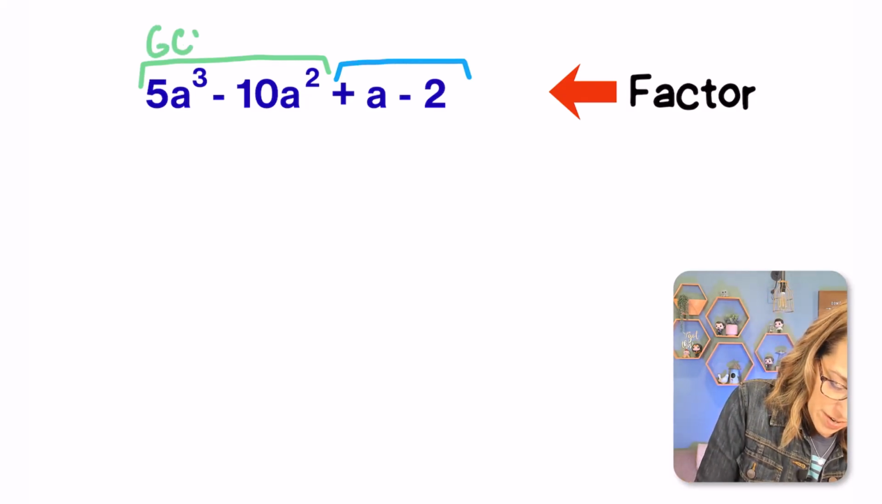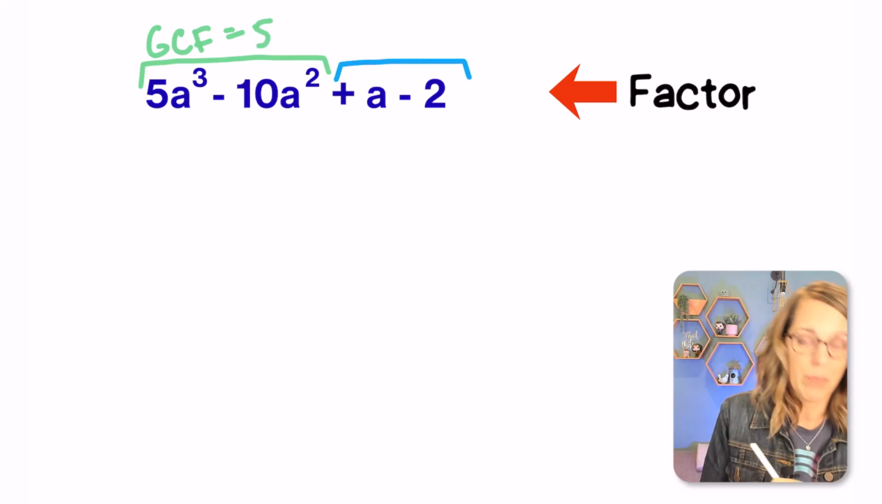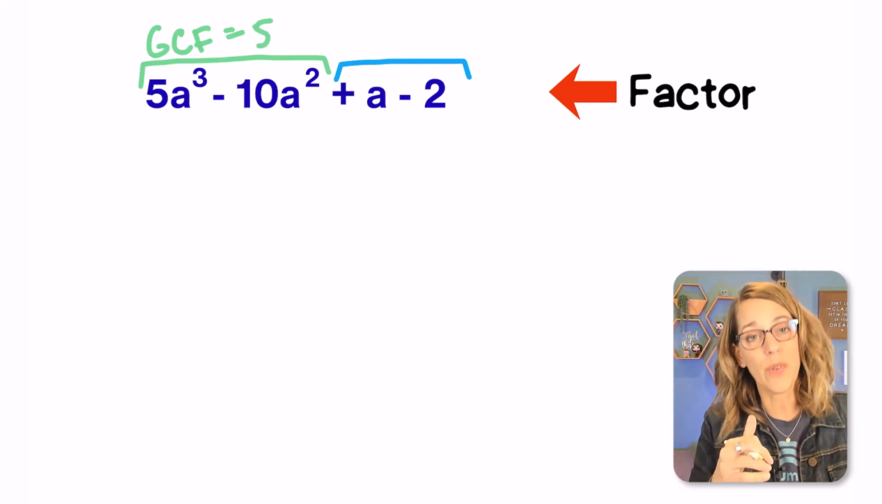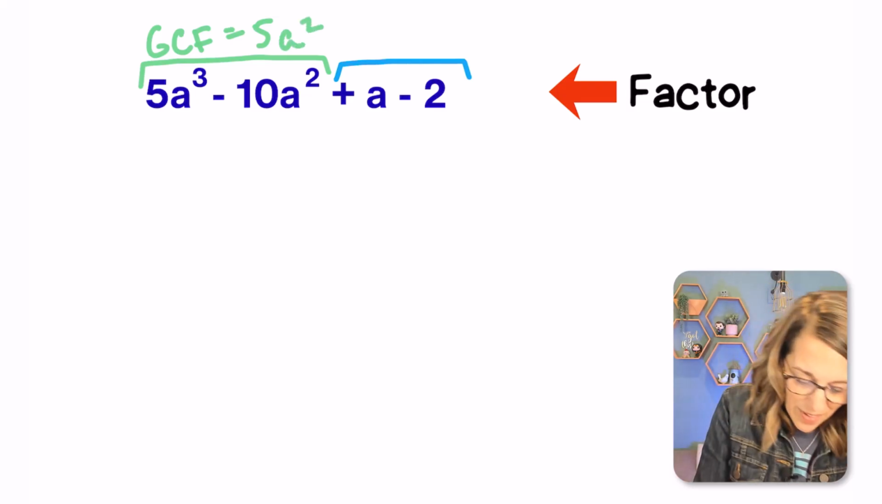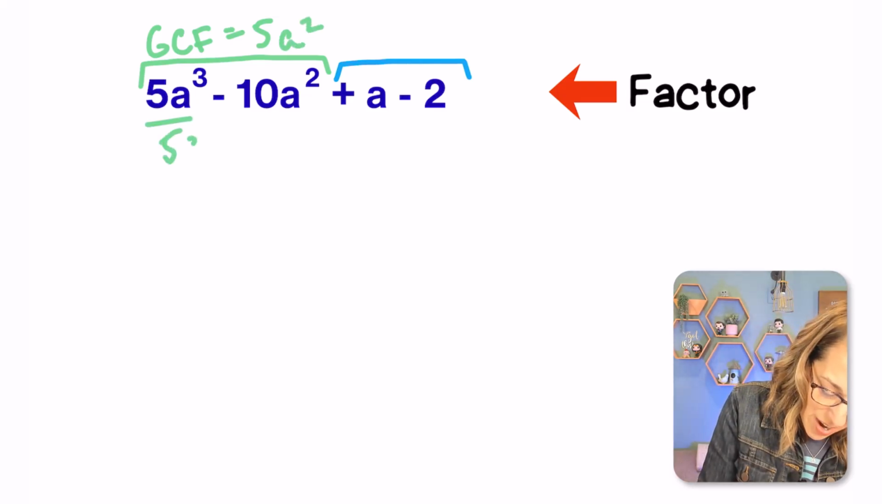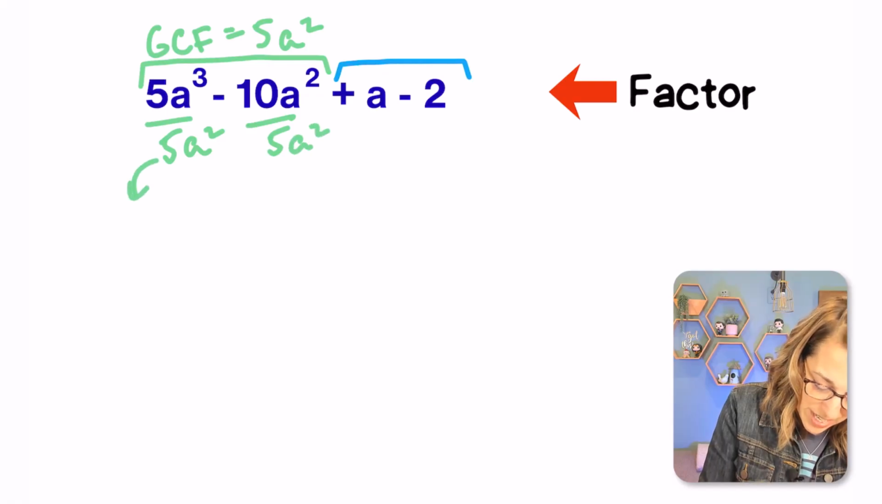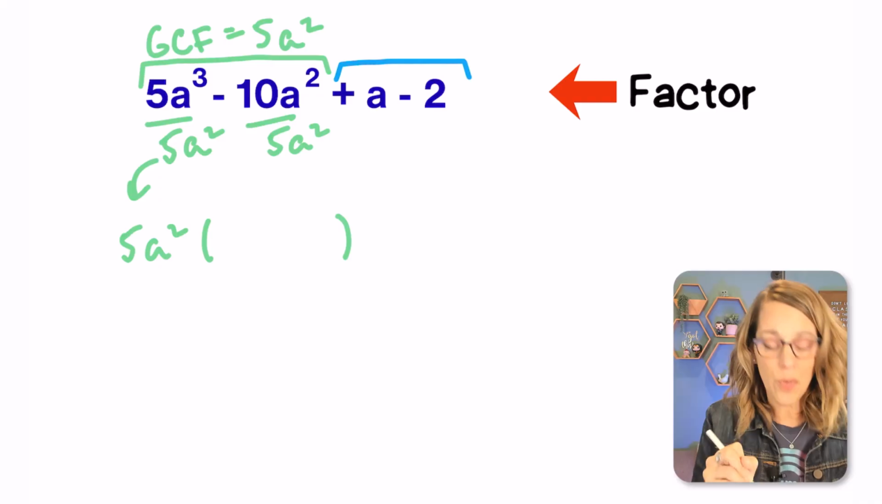Okay, so GCF here. Between the 5 and the 10, a 5 goes into both of those, and then I'm going to pick up the lowest power on my a's, and that would be an a squared. Let's go ahead and divide this out. So dividing out my 5a squared, and then recording it out in front. 5a squared. I'm going to leave some room for what I've got left.